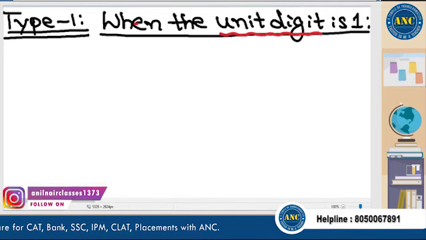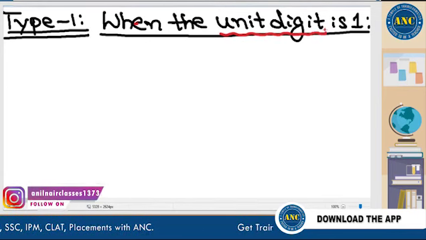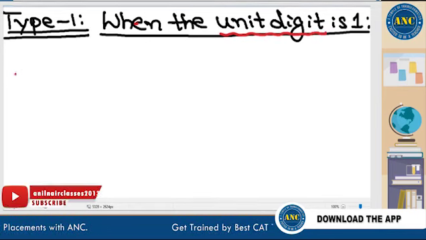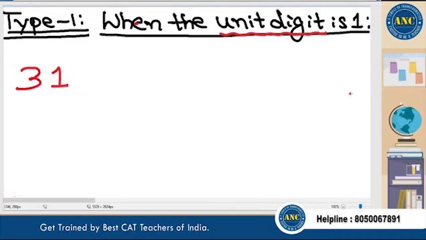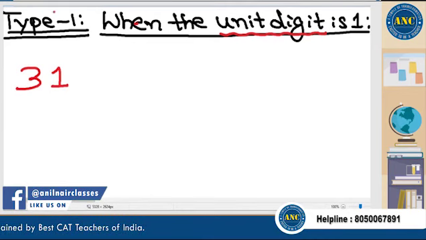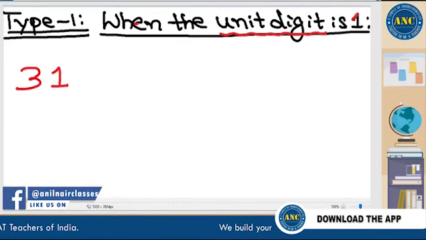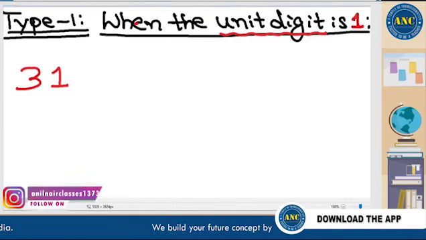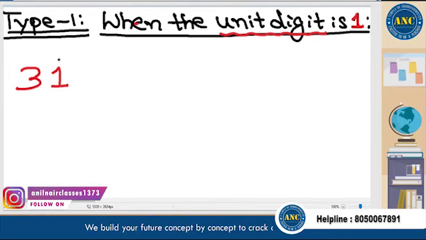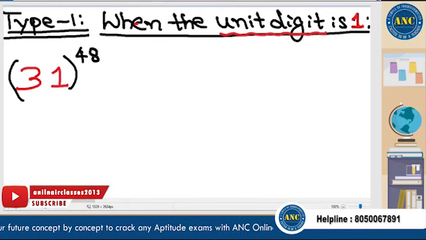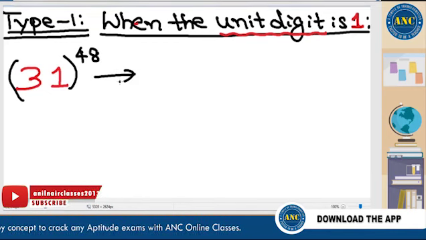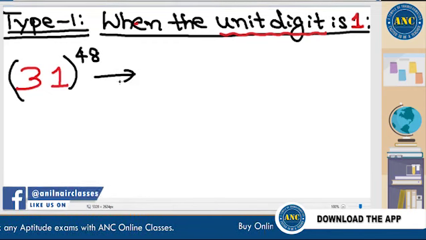What is the meaning of unit digit? Unit digit is nothing but the last digit. Suppose for example, I have a number 31. What is the unit digit of 31? Unit digit of 31 is 1. That is my type 1. I am interested in finding the last two digits of 31 to the power of 48.